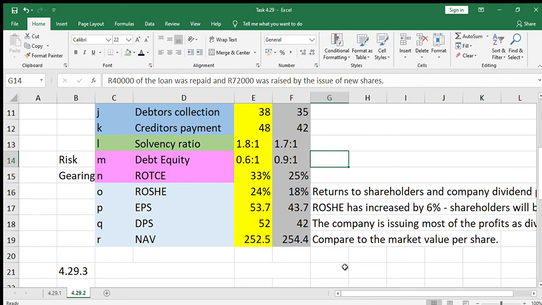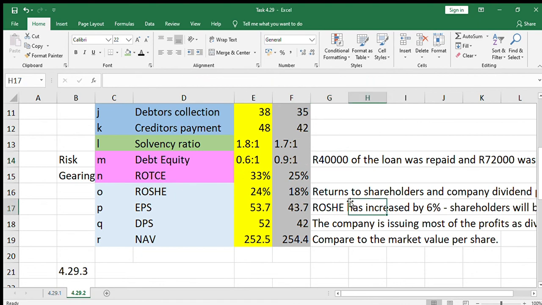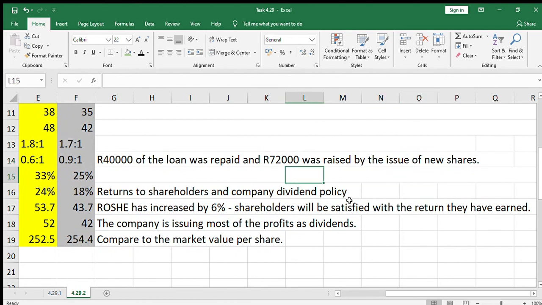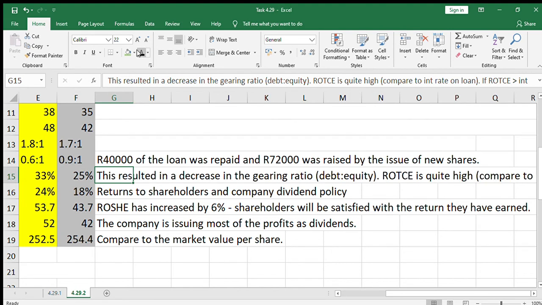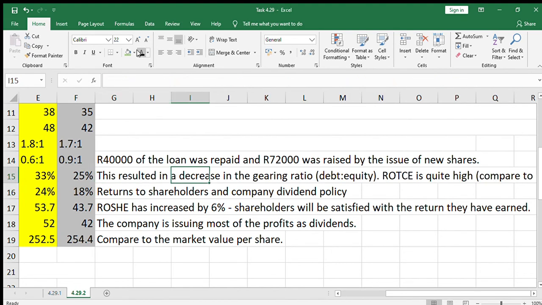If you look at our non-current liability, it decreased by 40,000. So 40,000 of the loan was repaid. Also, you can see that new shares were issued in the equity share capital. So we can say that 40,000 rand of the loan was repaid and 72,000 was raised by the issue of new shares. So this resulted in a decrease in the gearing ratio of debt equity.